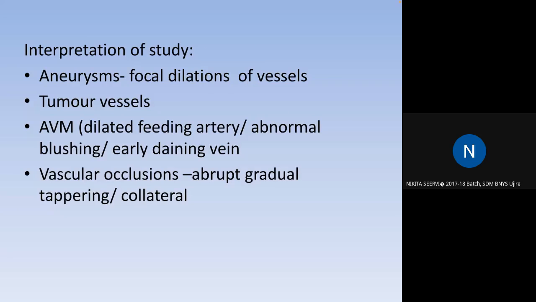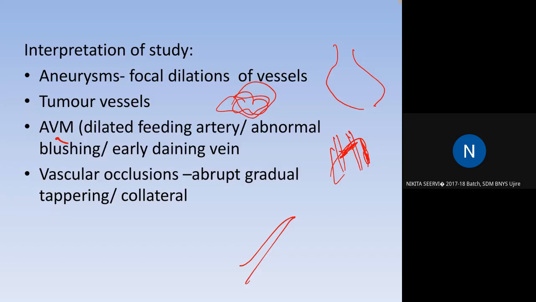The aneurysm will present as a focal dilatation. Tumor will present as a group of vessels, and, sorry, AV malformations will look like there is a connection between an artery and a vein. Through it, a rapid blood flow is happening. Hence, the contrast which is there in the vein will rapidly drain. Then we have a vascular occlusion, which will present as tapering, and later on there is collateral formation taking place, which can be seen on angiography.